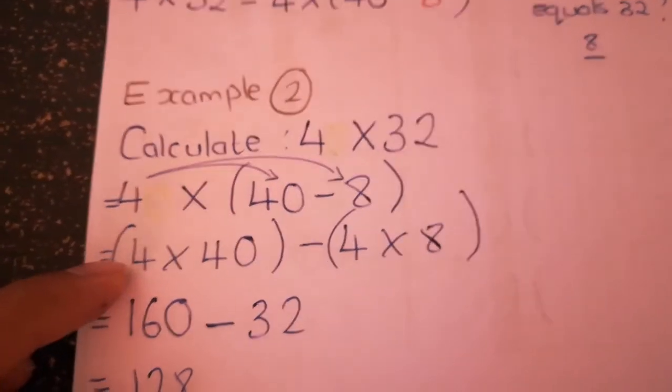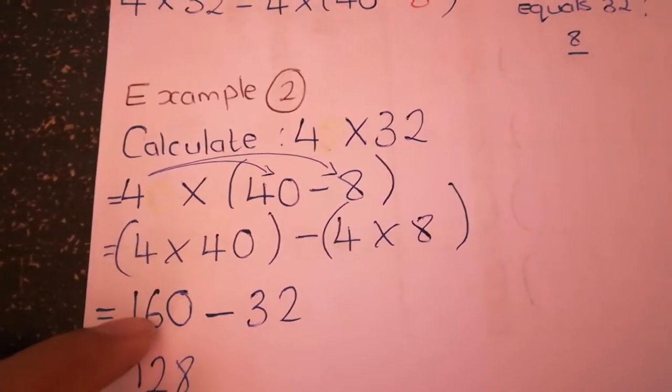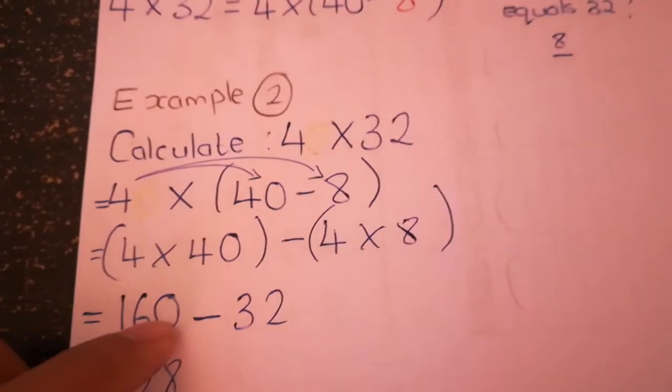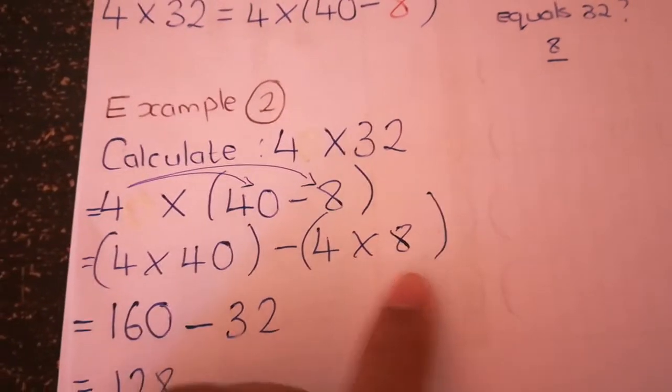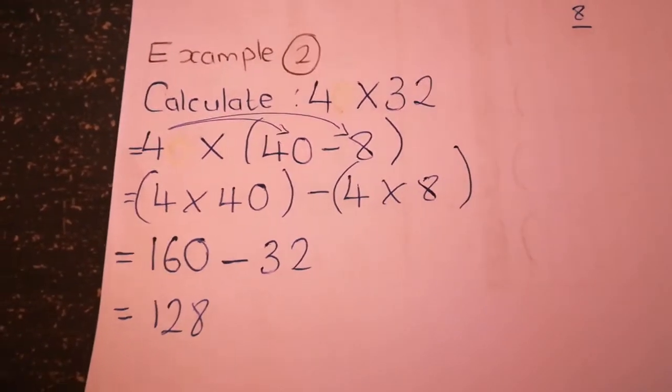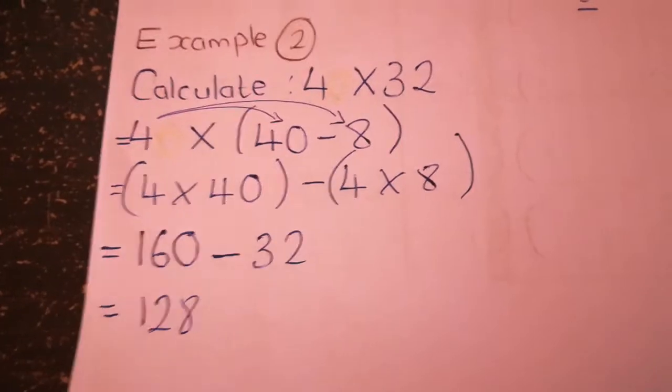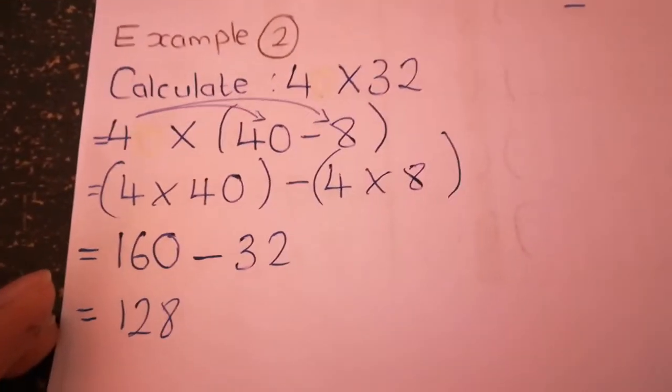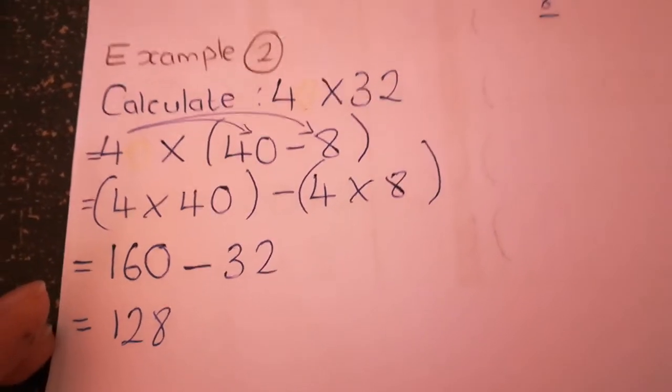Right, so let's work it out. 4 times 4 is 16, and you're just going to add the 0 in. So it's 160 minus 4 times 8. You guys know your timetables. It's going to be 32. And there we have it, you just calculated. You can use column method, whatever method you prefer, and we get an answer of 128.